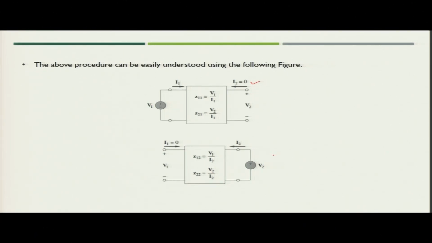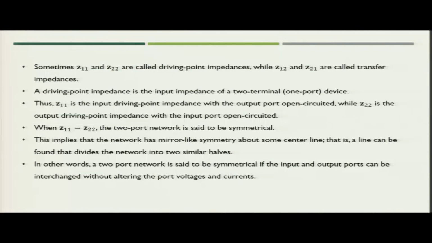So, these two figures summarize how we can calculate the values of impedance parameters. Now, sometimes Z11 and Z22 are called driving point impedances, and Z12 and Z21 are called transfer impedances. Driving point impedance is the input impedance of a two terminal device. So, Z11 is the input driving point impedance with the output port open circuited, while Z22 is the output driving point impedance with the input port open circuited.